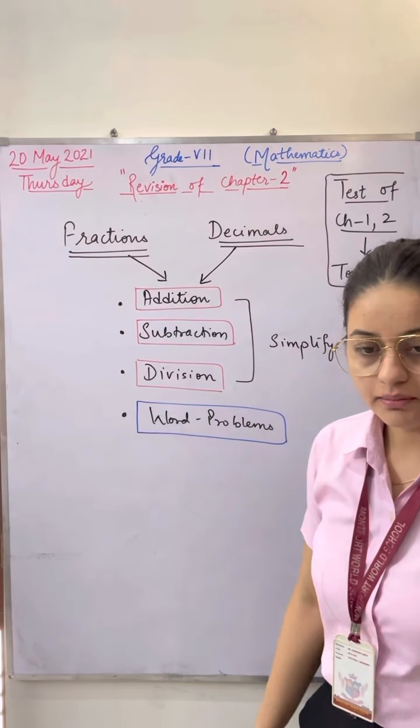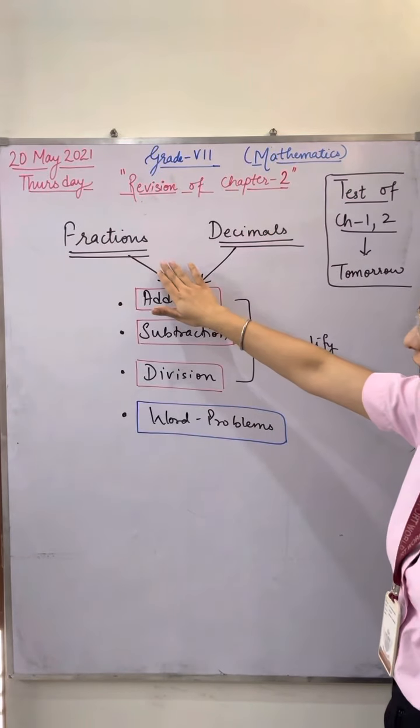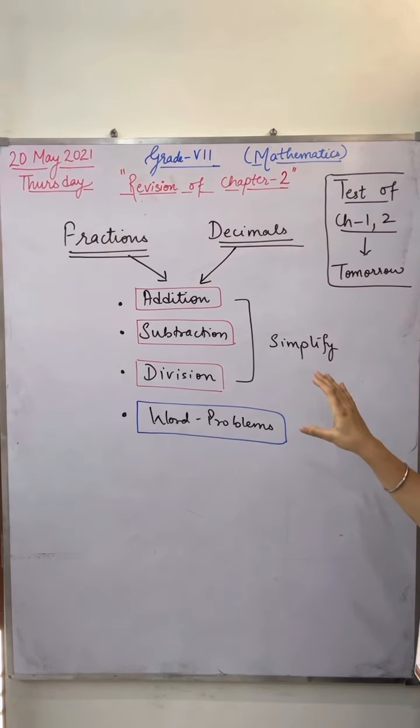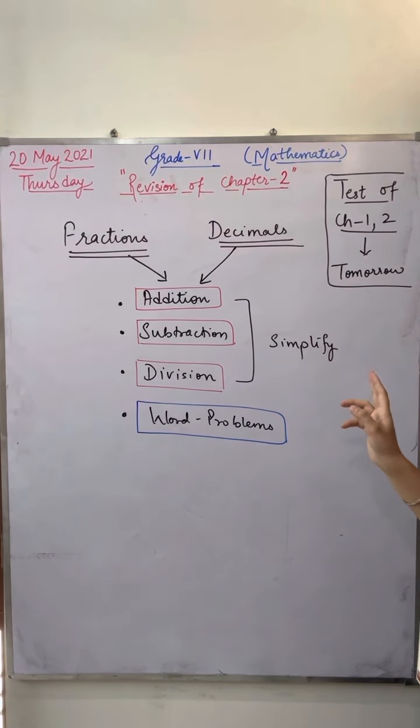Good morning everyone. Today we are going to discuss chapter 2, that is fractions and decimals. This is the last chapter of your revision. The rest, chapter 1 and chapter 4, we have revised. Tomorrow you will be having a test of chapters 1 and 2.